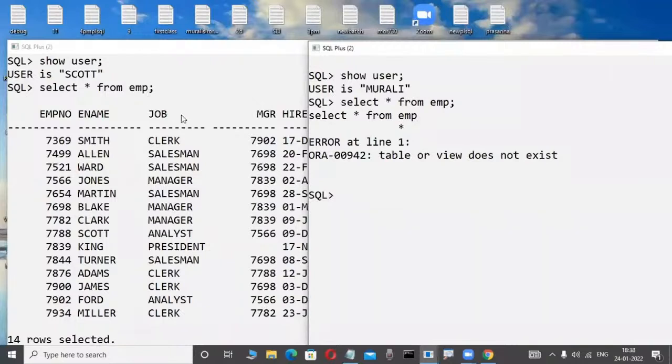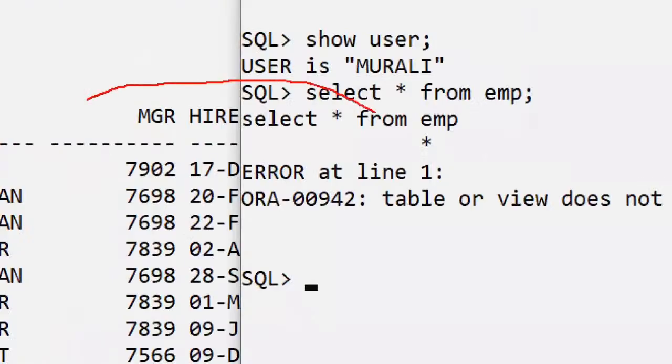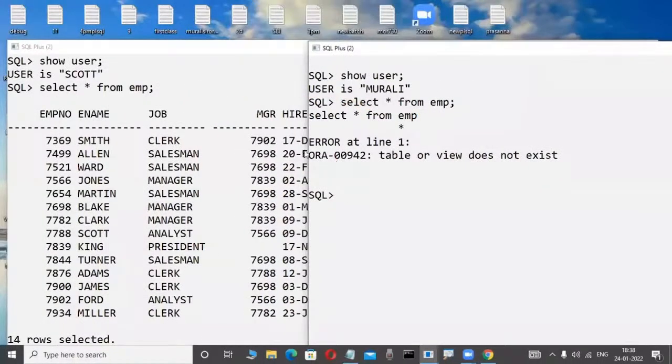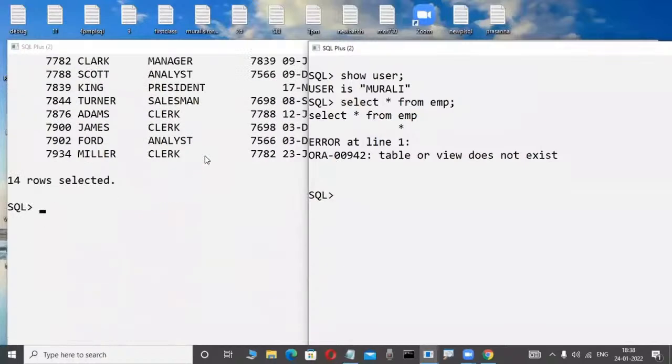Okay, fine. If this Murali user is interested to access the Scott user table, for example, first Murali employee is requesting Scott employee, please give me your table only. I am using some information from your table in my project. Whenever Murali employee requests Scott employee for the EMP table access, suppose this Scott employee gives a permission.